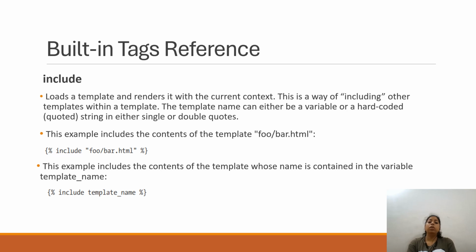include loads a template and renders it with the current context. This is a way of including other templates within a template. The template name can either be a variable or a hard-coded quoted string, with either single quotes or double quotes. This example includes the content of the template foo/bar.html. This example includes the content of the template whose name is contained in the variable template_name.